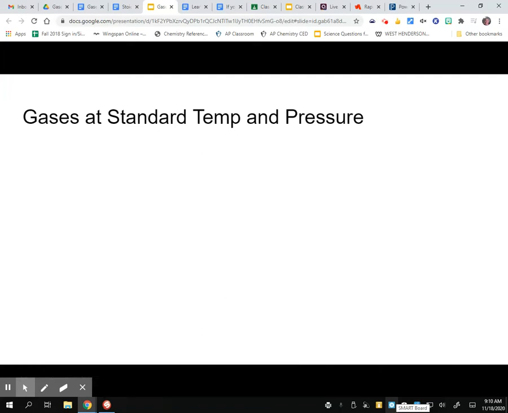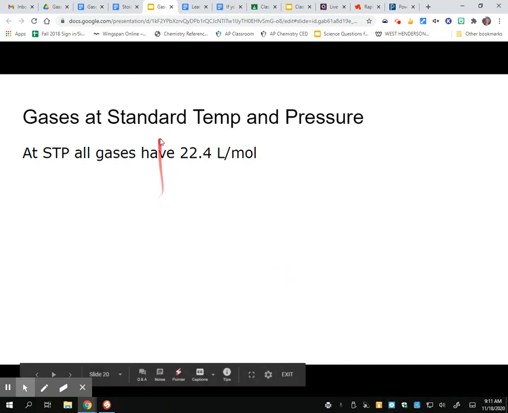This video is on gas stoichiometry under standard conditions. So we talked about in an earlier lesson that gases under standard conditions, we do have a shortcut for the ideal gas law. Standard conditions are a temperature of 273 Kelvin and a pressure of 1 atmosphere or its equivalent. And we found that at STP, all gases have 22.4 liters per mole. So this becomes a very handy shortcut for the ideal gas law, but it only applies at STP.